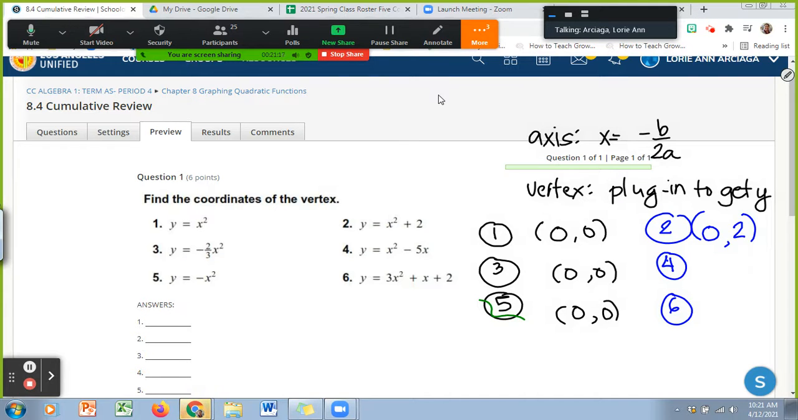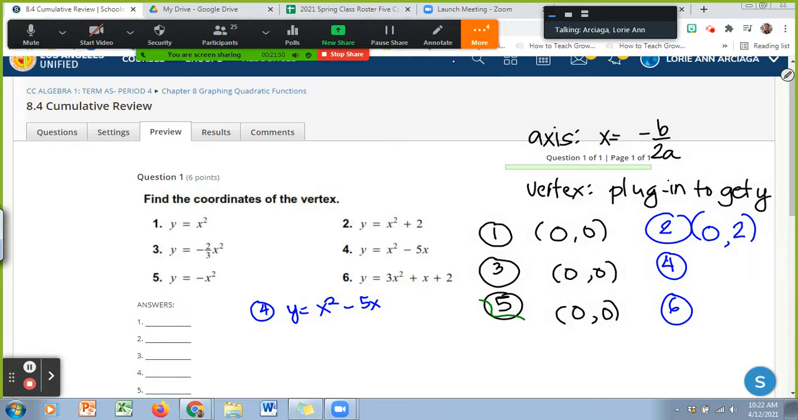All right. So for number 4, we have y is equal to x squared minus 5x. Okay, so in the chat pod, can you tell me what is the value of your b and what is the value of your a? Don't think twice. Just type the first thing that comes to your mind. What is the value of b?